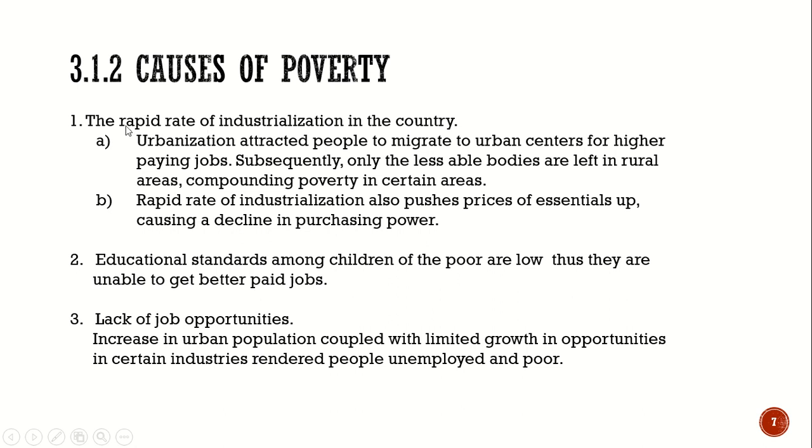the cause of poverty is actually the rapid rate of industrialization in the country. What does it mean by the rapid rate of industrialization? Some states in Malaysia have experienced faster economic growth compared to other states. For example, Wilayah Persekutuan Kuala Lumpur, Selangor, Johor, Penang. These states are considered developed states. So it attracts people to migrate to these urban areas, to KL, to Selangor, for higher paying jobs.